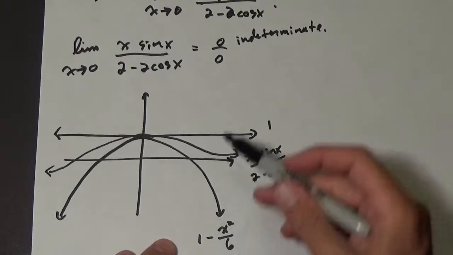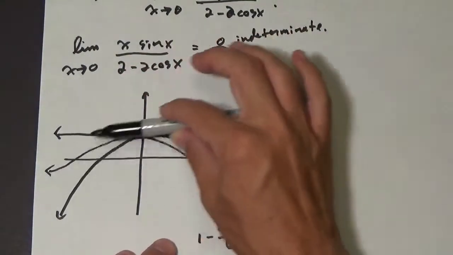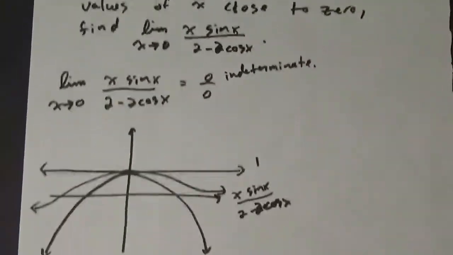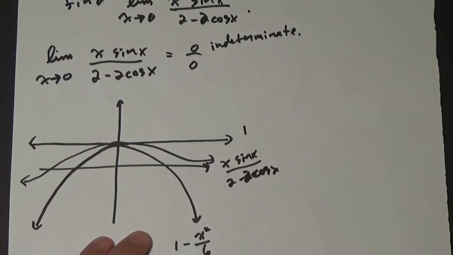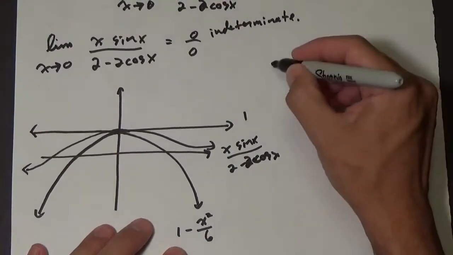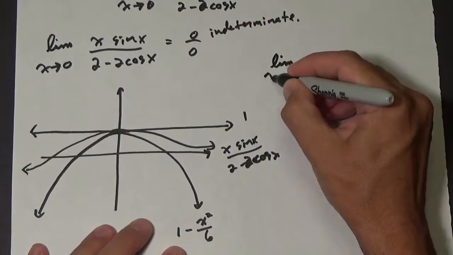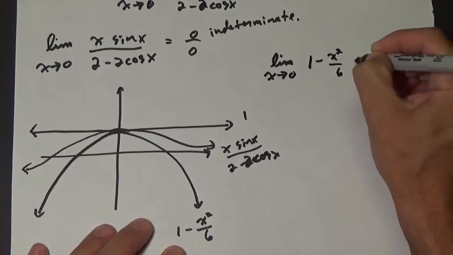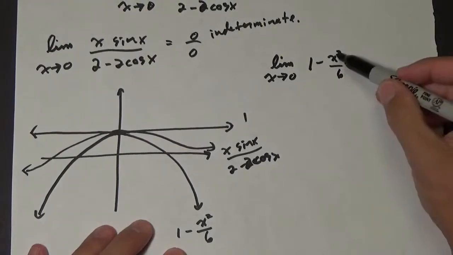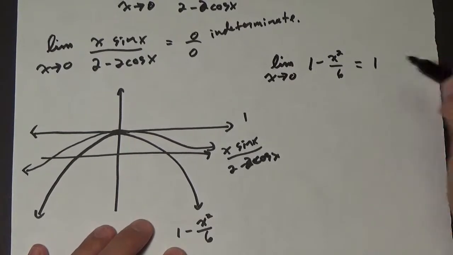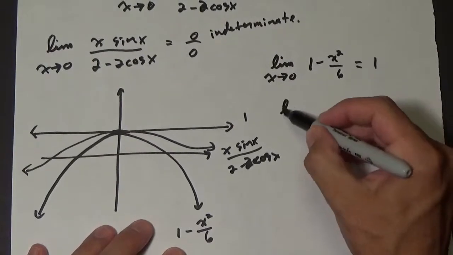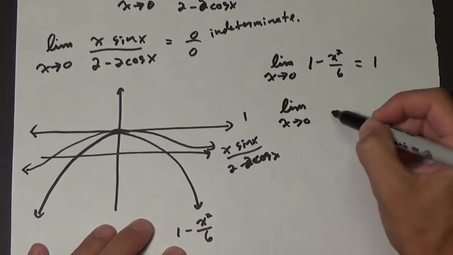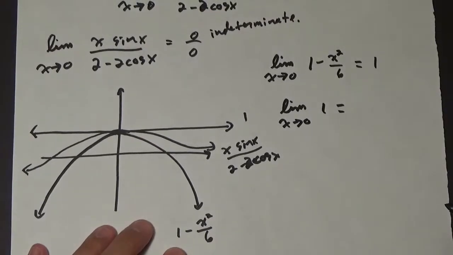Because of this setup, this is of course set up to use the sandwich or squeeze theorem. So all we have to do is the following. First, let's take the limit as x approaches 0 of 1 minus x squared over 6. You just substitute in 0. 0 over 6 is 0, so you get 1. Then the limit as x approaches 0 of 1. We go back to substitution, and there's no value to put in here, so this is just 1.